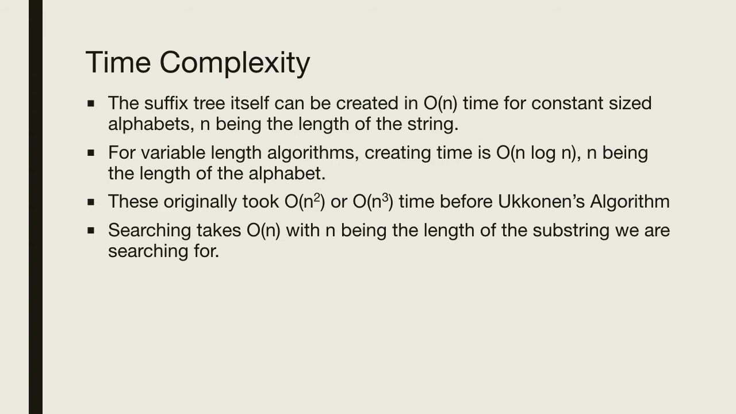Searching for a substring in a suffix tree takes linear time based on the length of the substring we are searching for. The complexity is linear because the worst case occurs when every letter in the string is unique, creating one long path in the suffix tree.